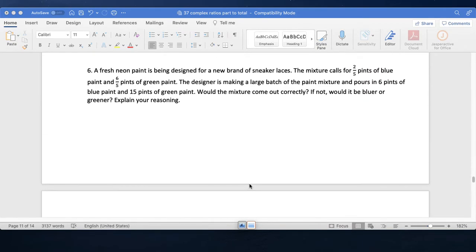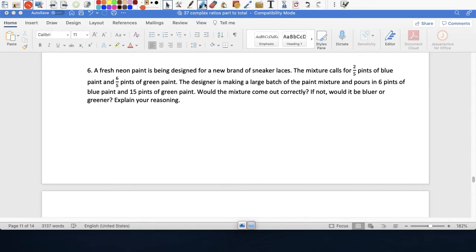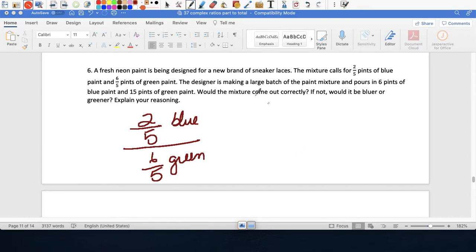Alright, let's see number 6. A fresh neon paint is designed for a sneaker. There you're going to use 2/5 pints of blue and 6/5 pint of green. So, let's write down. The color that they're going to mix is going to use 2/5 pints blue with 6/5 pint of green. So that's their ratio that they want to use. Every time you use 2/5 of blue, you use 6/5 of green.